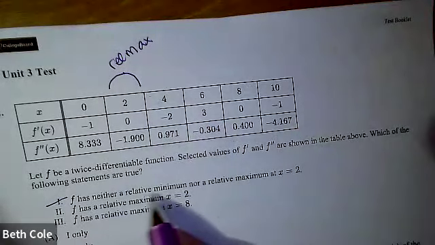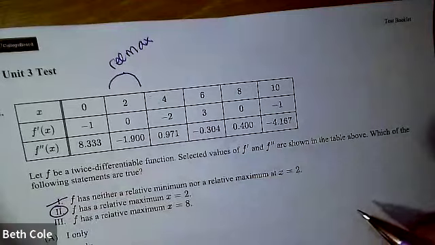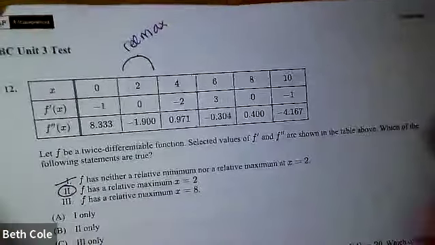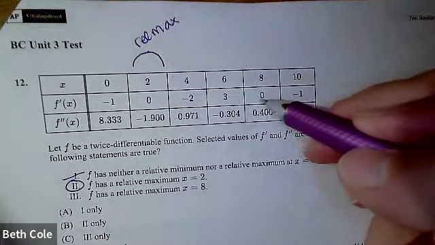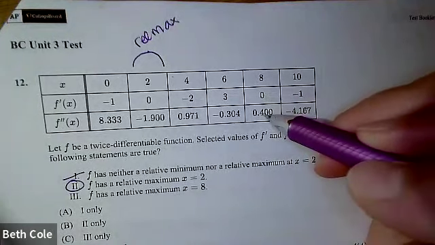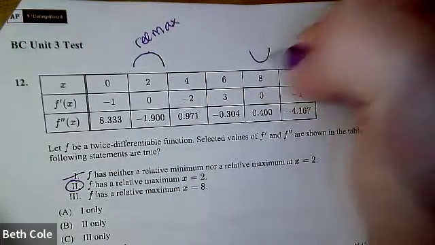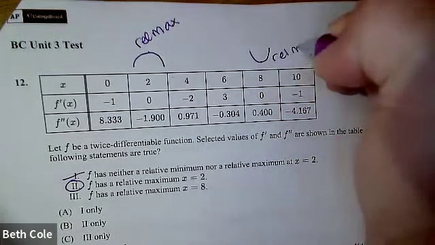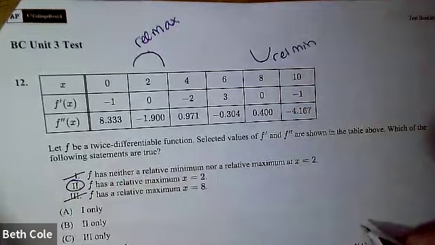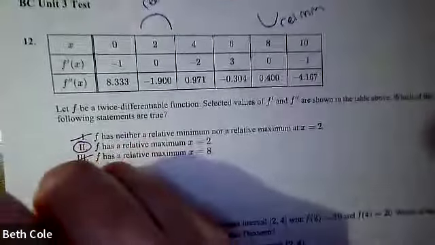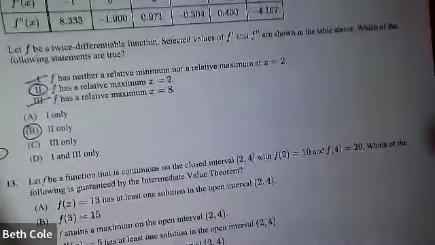That's what Roman numeral 2 says. Relative maximum at x equals 2. So that one's true. And then relative maximum at x equals 8. So at x equals 8, we have a critical point, but our second derivative is positive, which means concave up, and that means that's going to give us a relative minimum. So that one is false. So again, we want 2 only, which is B.